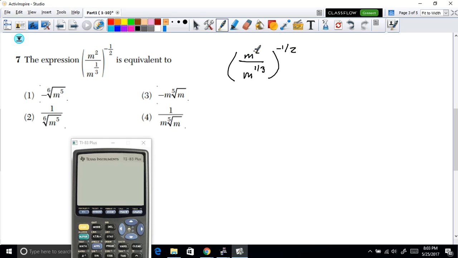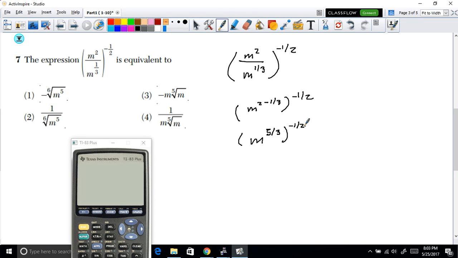Again, let's remember our order of operations. You first want to work with the parentheses. So notice inside the parentheses, you are dividing. And the rule of exponents says that if you're going to be dividing, you're going to be subtracting the exponents. So now here, what we're going to have inside the parentheses is m to the 2 minus 1/3. And again, we are subtracting because that's what the rule of exponents says. So we subtract. So now what we end up with is m to the 5/3.